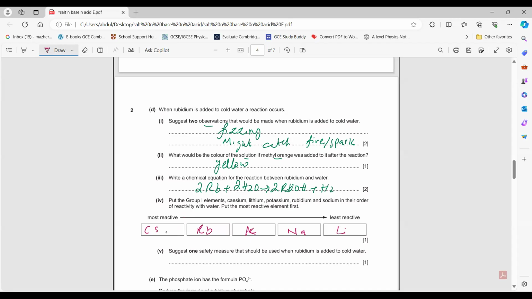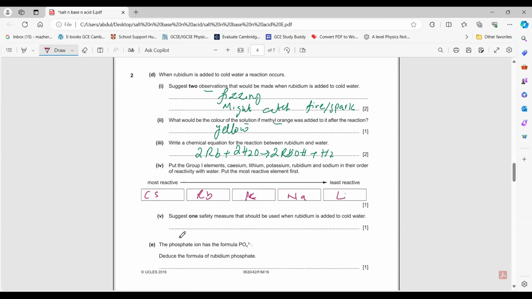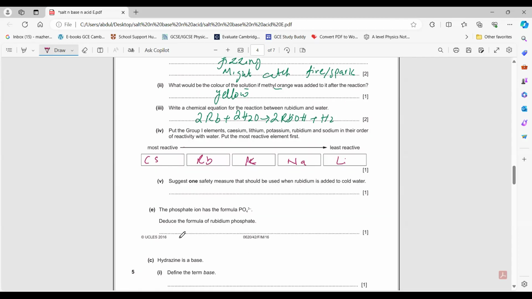Then we have suggest one safety measure that should be used when rubidium is added to water. Safety goggles or gloves. Safety goggles, gloves and an appropriate distance. दो काफी हैं. Phosphate ion has a formula PO4 3 negative. Deduce the formula of rubidium phosphate.